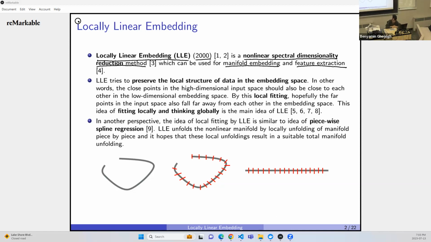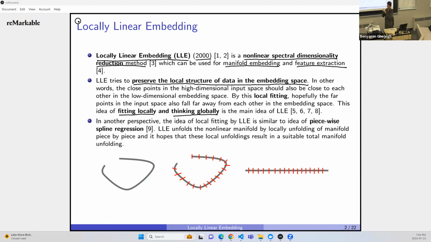LLE tries to preserve the local structure of data in the embedding space. Many dimensionality reduction algorithms do that. This idea was proposed by LLE, and especially unsupervised dimensionality reduction algorithms follow that approach. They say, let us fit locally, but think globally. What do I mean by fit locally? If two points are close to each other, they should also fall close to each other in the embedding space, right?